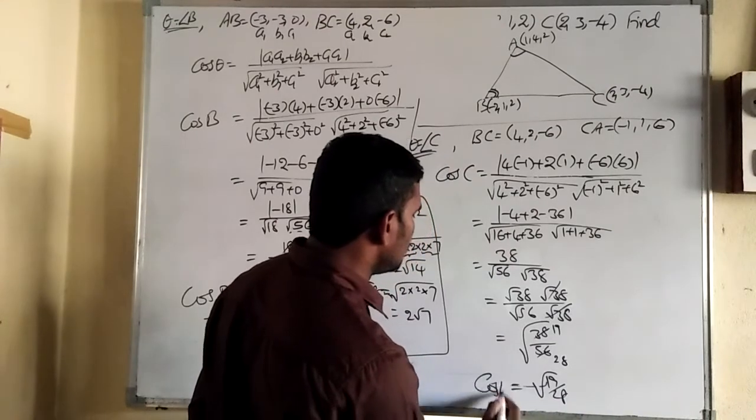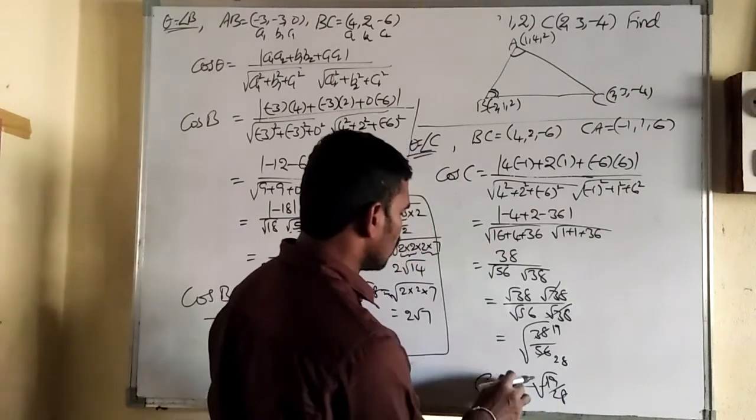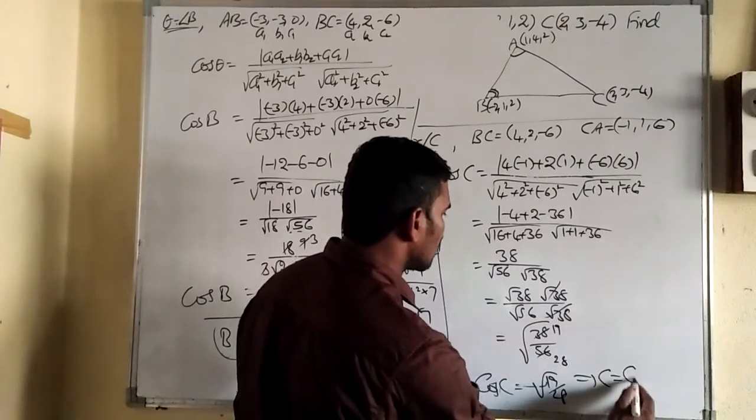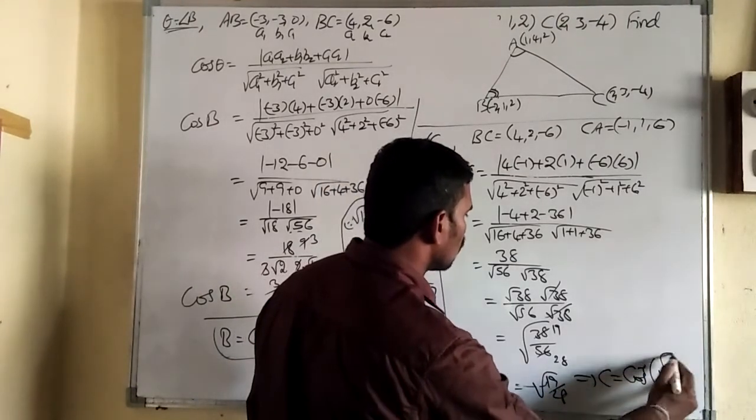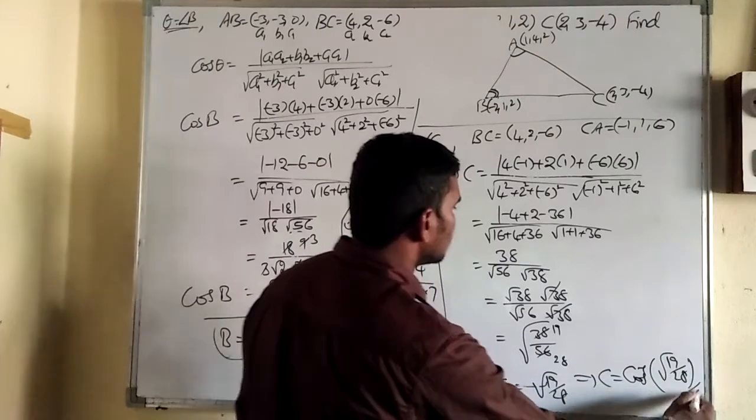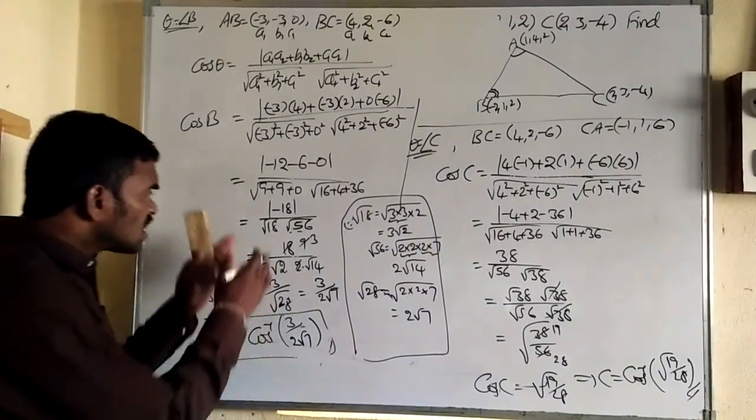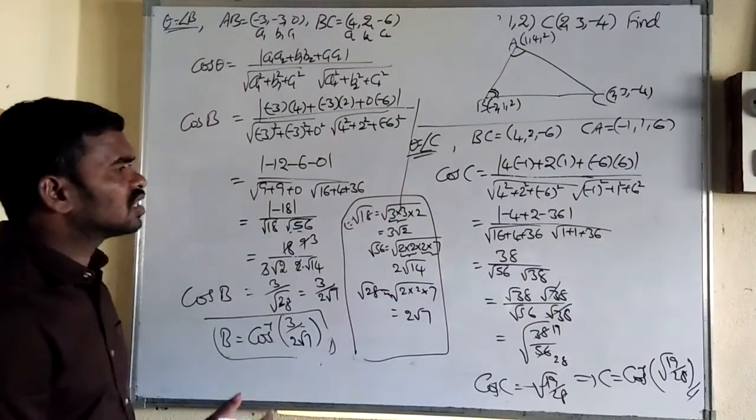This is cos C equal. So therefore angle C, what can we write? Cos inverse root 19 by 28. In this way we can express. Is it clear? So here also we can do it like that method also.